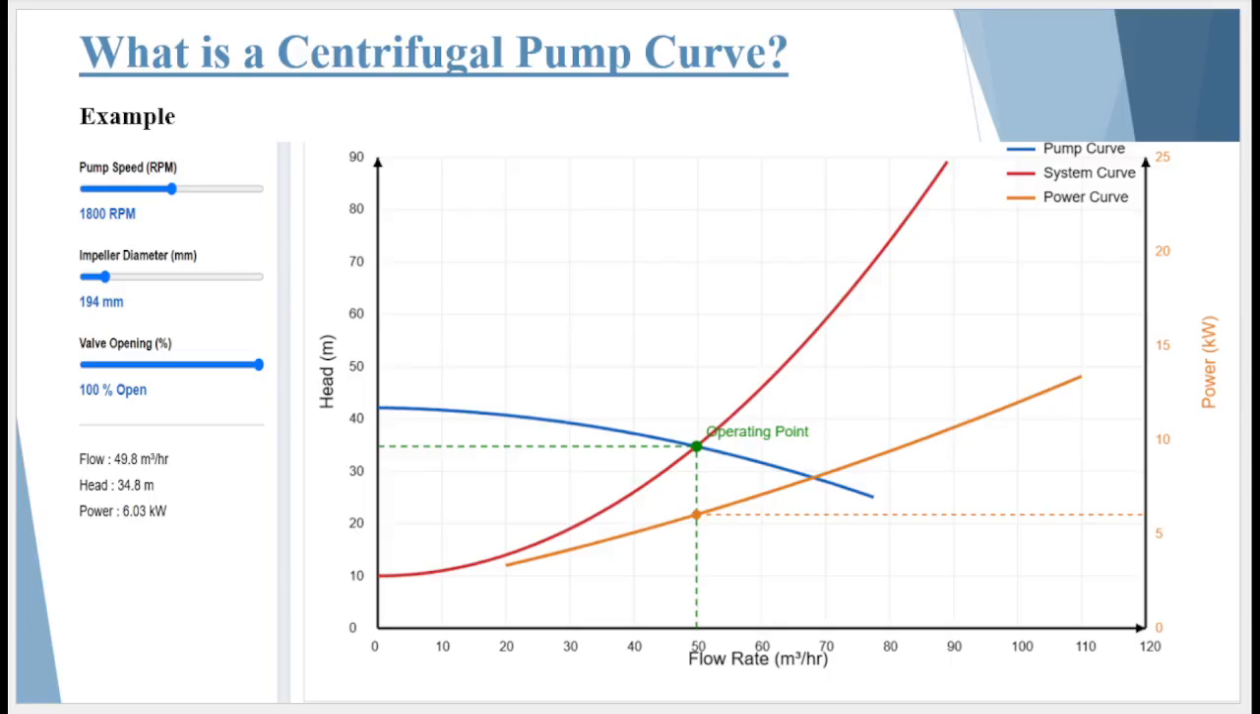For example, in this graph, if the required flow rate is around 50 cubic meters per hour, we move vertically upward to the pump curve. At that point, the pump develops approximately 35 meters of head. If we continue along the same vertical line, we can also read the corresponding power from the power curve.